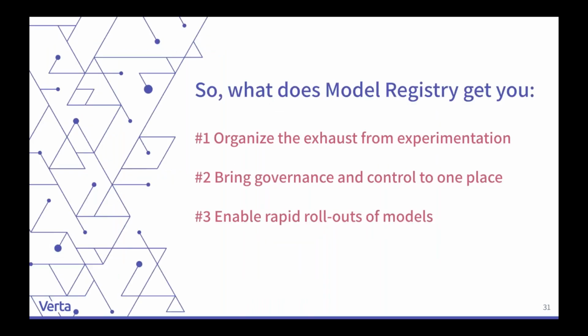So to summarize, what a model registry gets you is it lets you organize the exhaust from experimentation. And experimentation is super crucial. You don't want to skimp on that because you want to get models to prod. It allows you to bring governance, and it enables rapid rollout of models. So that's why you need model registry. Let's look at what this entails for a model registry system and the things that you should be looking for when you're choosing a model registry.